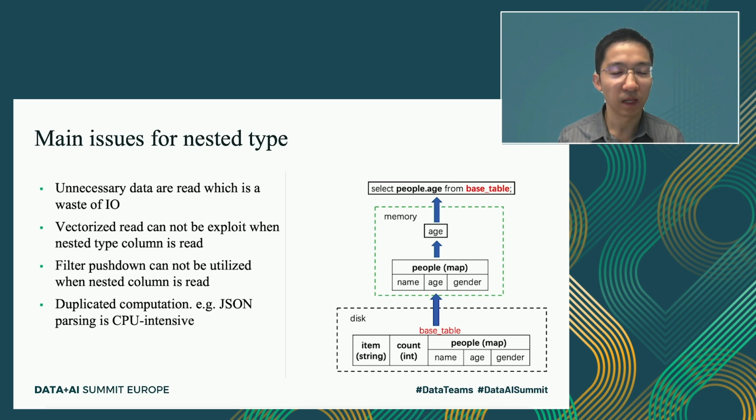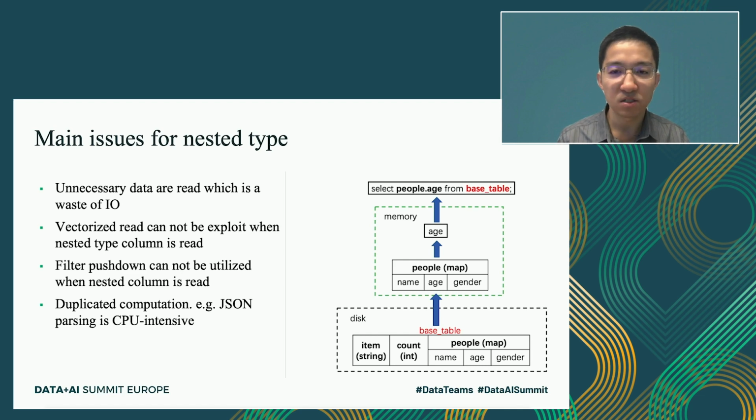Okay, let's go to the third item. Each time a nested type is read, filter pushdown cannot be utilized. The mechanism for filter pushdown is that the reader reads the min-max index before reading the actual data. But for the map type, Parquet cannot build the min-max for each subfield of the map. So filter pushdown cannot be used when a nested column is read.